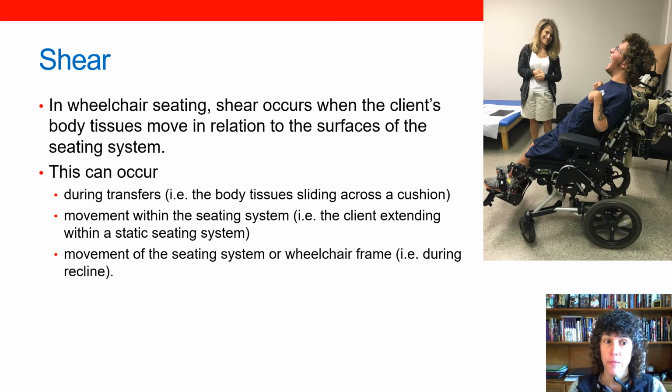So what is shear? Well, in wheelchair seating, shear occurs when the client's body tissues move in relation to the surfaces of the seating system itself. This can occur during transfers, so as the client is moving across the seating surfaces during an independent, assisted, or dependent transfer, we have shear forces. As the client perhaps moves within a static, non-moving seating system, their body will move in relation to the seating system, again causing shear. And then finally, if there's movement of the seating system or wheelchair, such as a recline, this can cause shear.